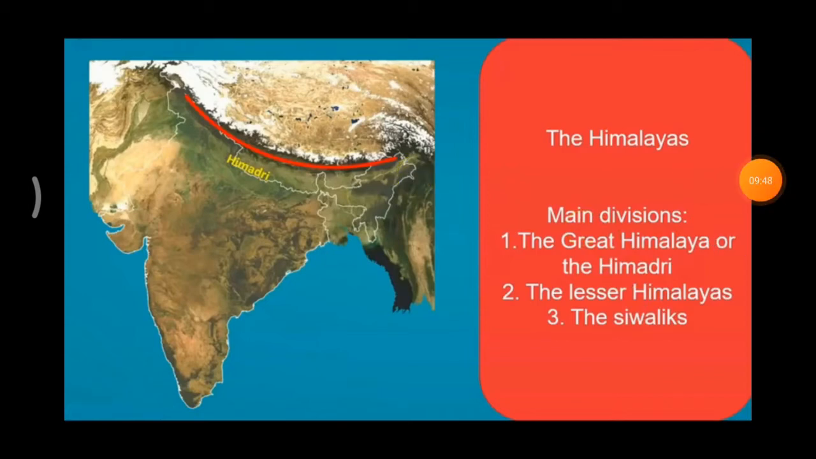The Greater Himalayas, the Himatri, rise abruptly like a wall north of the Lesser Himalayas. The Greater Himalayas are about 25 km wide. Its average height is about 6000 meter.